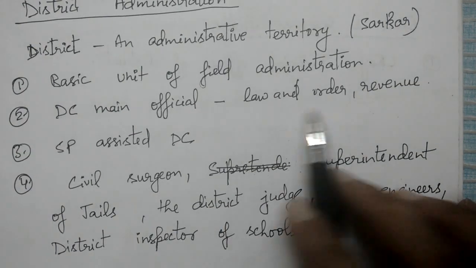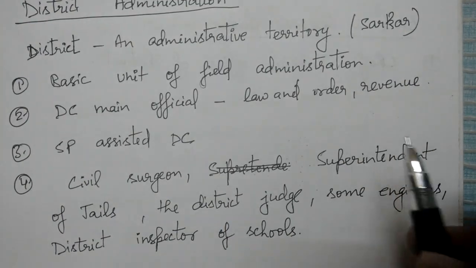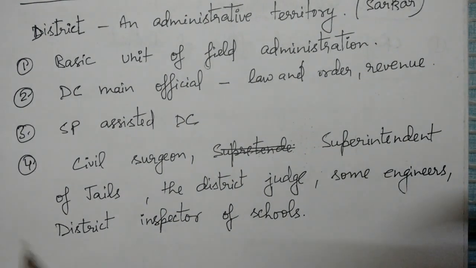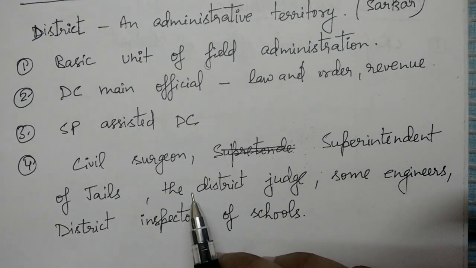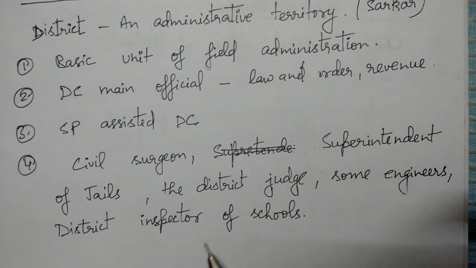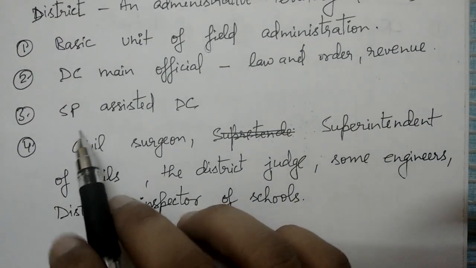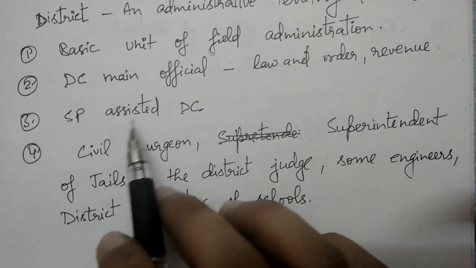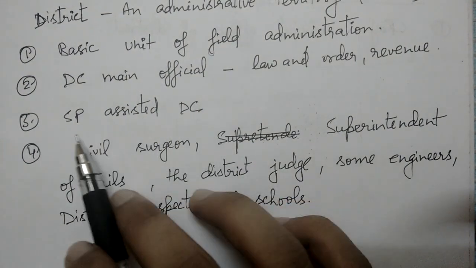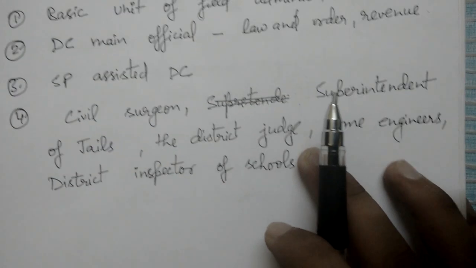He was responsible for law and order, revenue and coordination also. I just told you that he was also head of disaster management and crisis management, and head of treasury. So many things were there. Then the superintendent of police, that is SP, assisted the district collector. So SP was the assistant of DC.